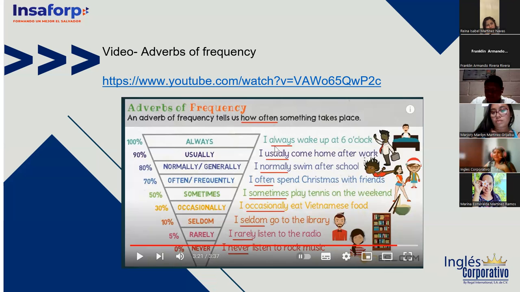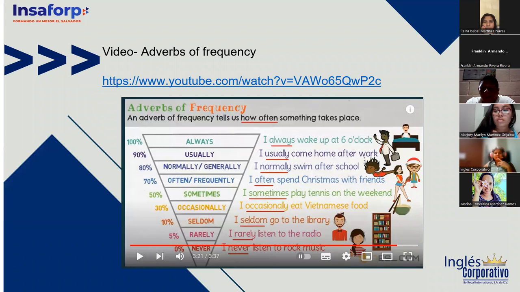Okay, remember the adverb of frequency always will be before the verb, okay? Antes del verbo. Después del pronoun. Okay, good. Reina, go ahead.